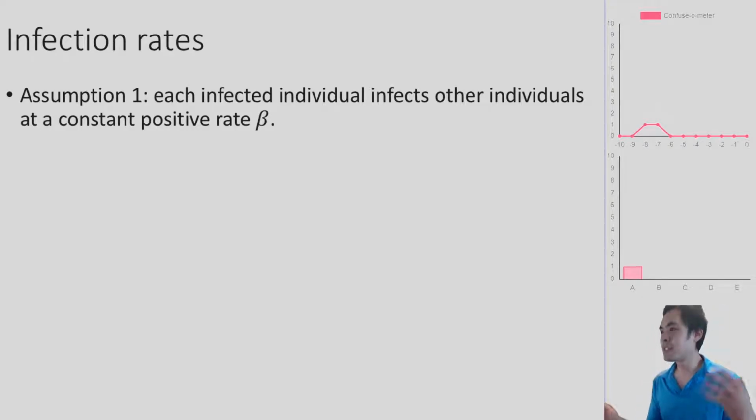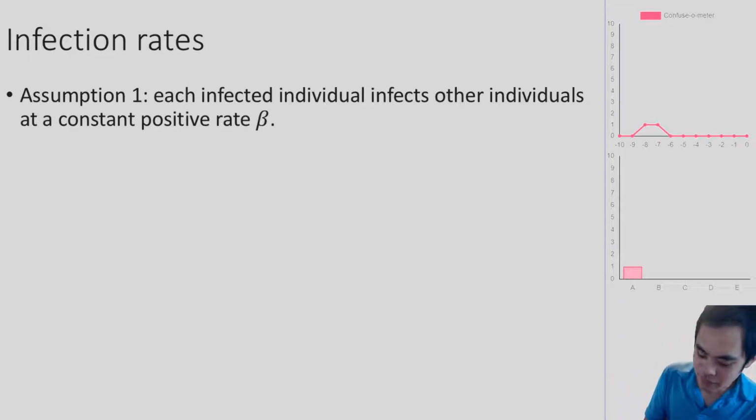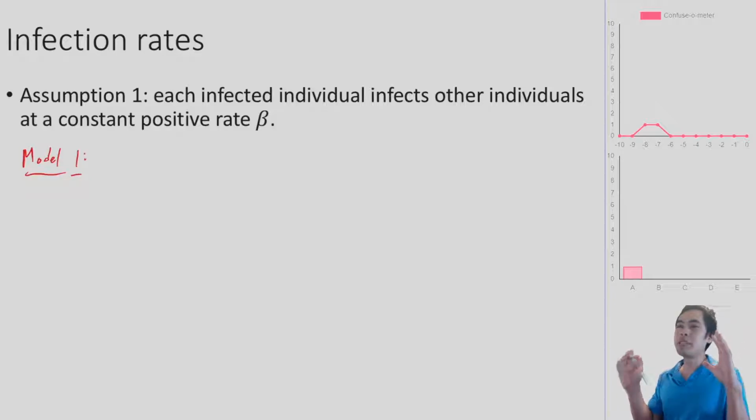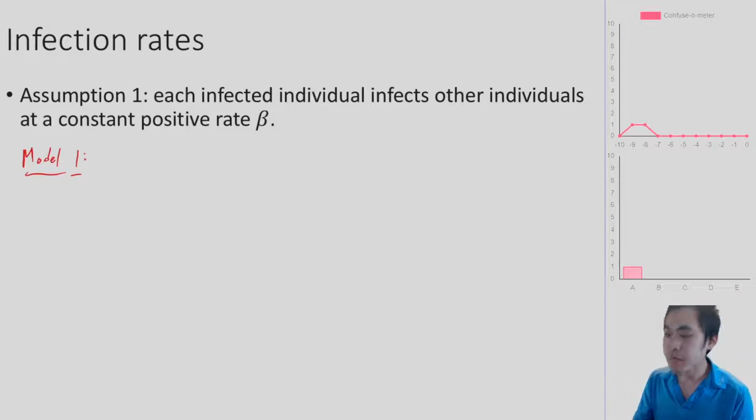So, I mean, this is basically what we mean by something that's infectious. Well, it starts with one person, and then you encounter someone else, you cough on them, and then all of a sudden you have 2 people who are infected, and so on. So let's start with this model and see what happens. So we're going to try to see what happens with this biological model when we just add one single assumption. Each infected individual infects other individuals at a constant positive rate.